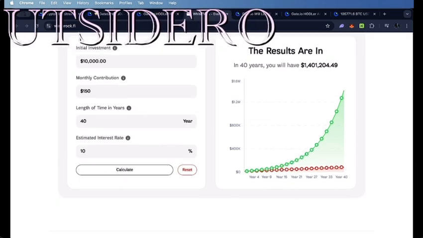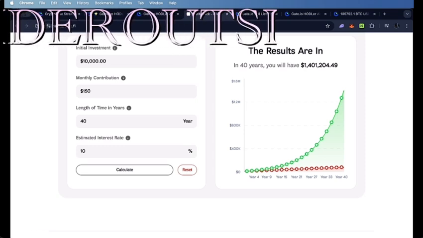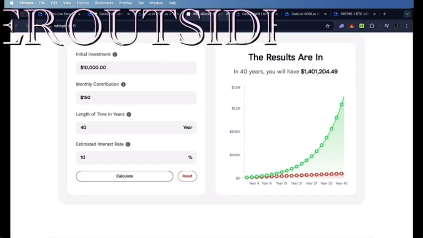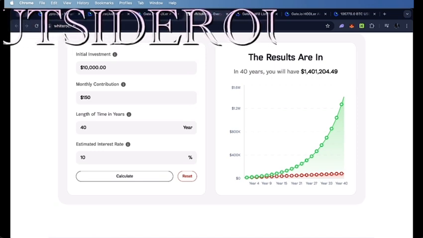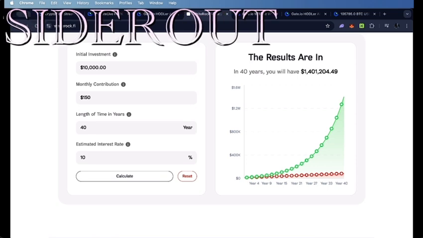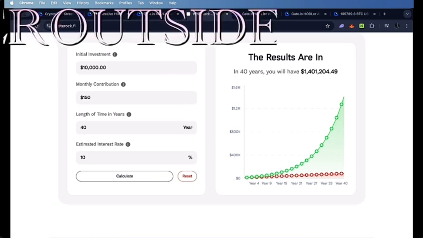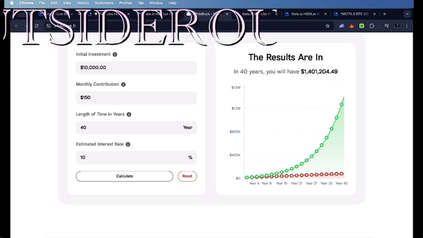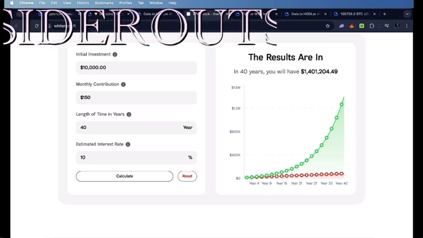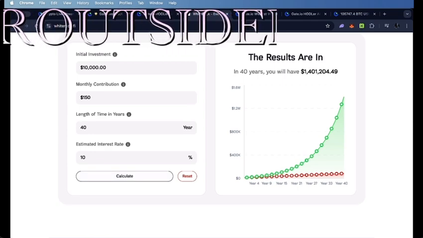Results are in: in 40 years, you will have a million. Okay, initial investment. Oh, wait. Initial investment 10,000, and in 40 years, you're going to have this much money. Monthly contribution is 150. Length of time in years, 40. An estimated interest rate is 10%. You guys can calculate.